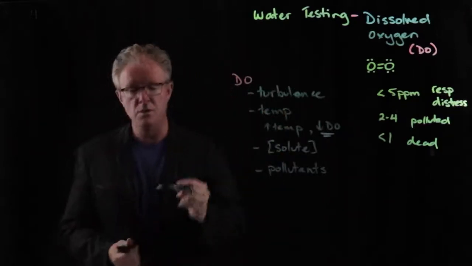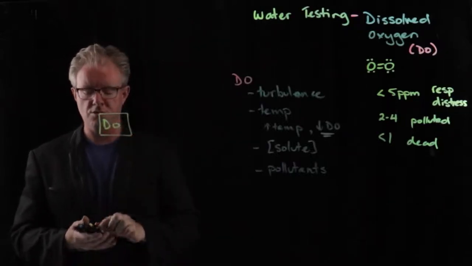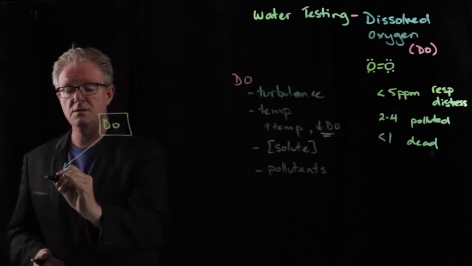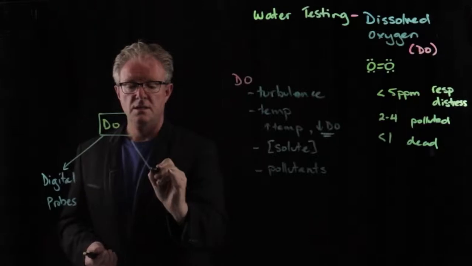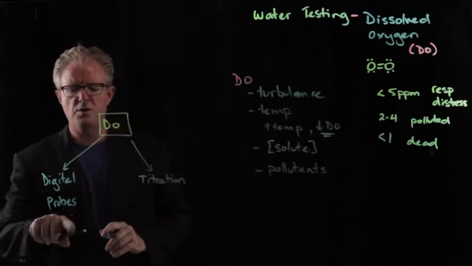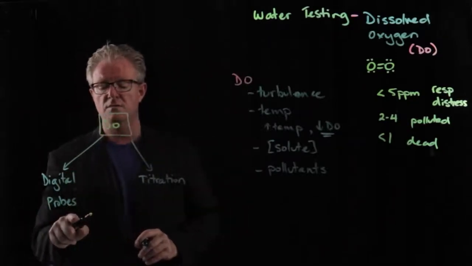So how do we measure it? Well, let's go over to our flow chart, the DO chart, dissolved oxygen chart, and we have digital probes. Hope you can hear that truck going past. Okay, and then we also have titration. So the digital oxygen probes are very quick, easy, portable, and they can give you a nice value there.